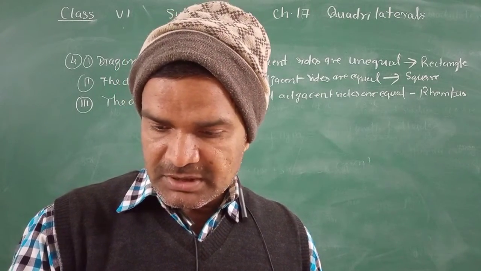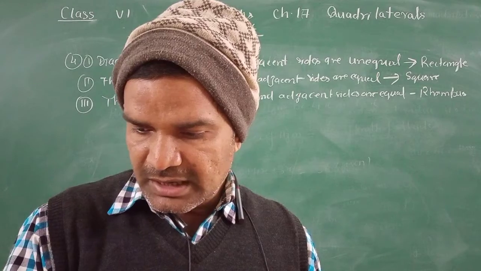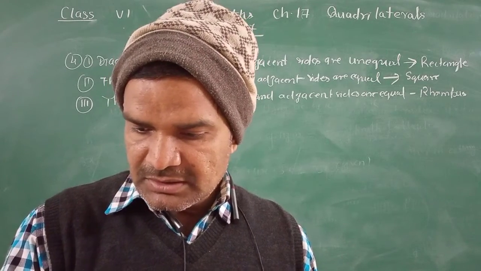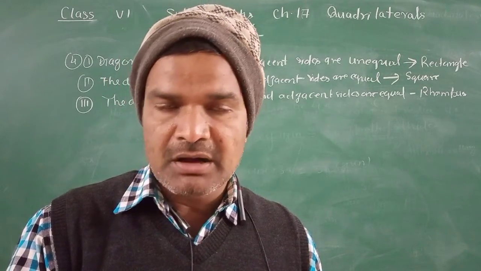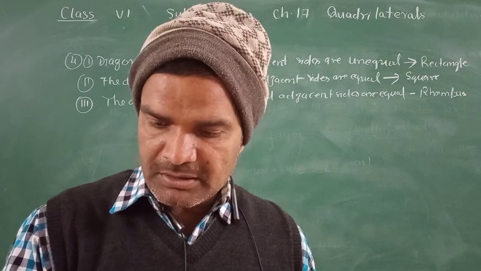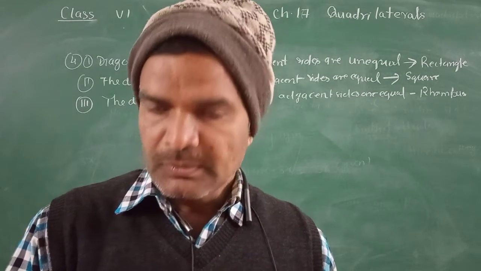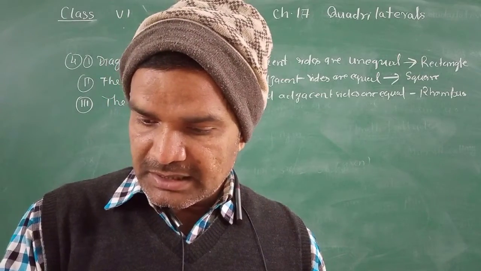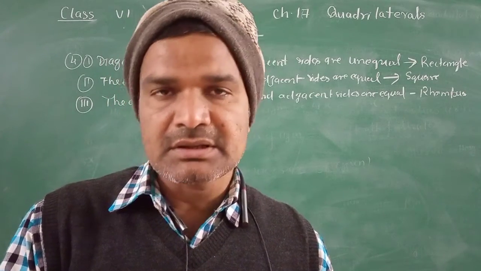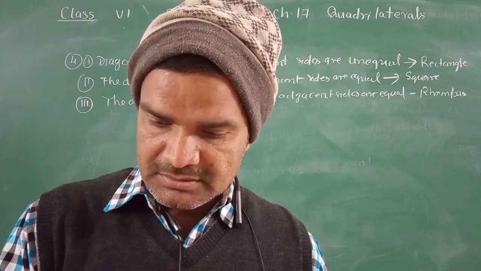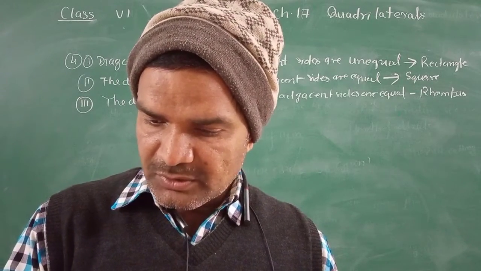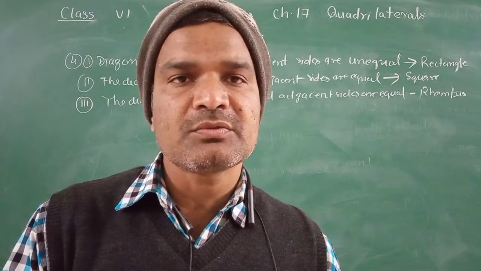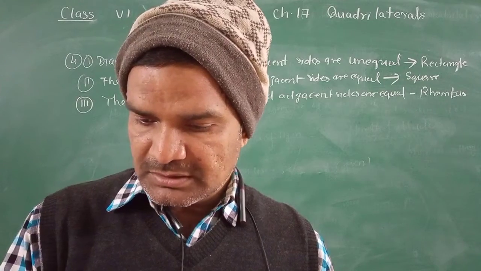In question number 6, which of the following are true and which are false? A, the diagonals of a parallelogram are equal, that is false. B, the diagonals of a rectangle are perpendicular to each other, that is also false. C, the diagonals of a rhombus are equal, it is also false. So all are false.